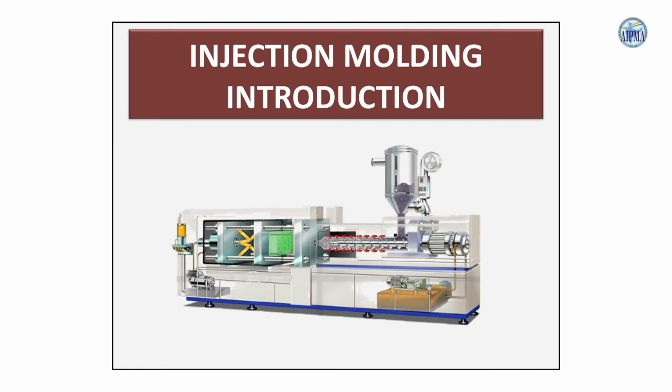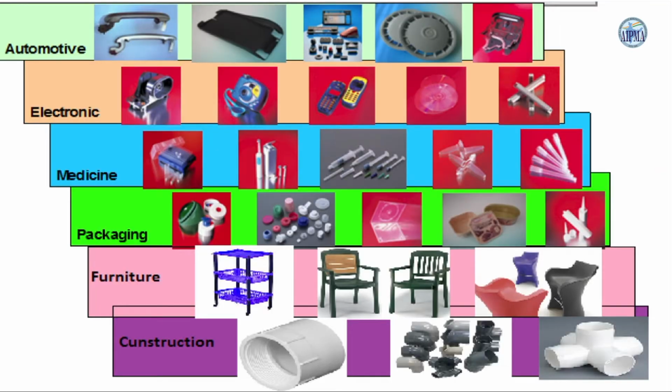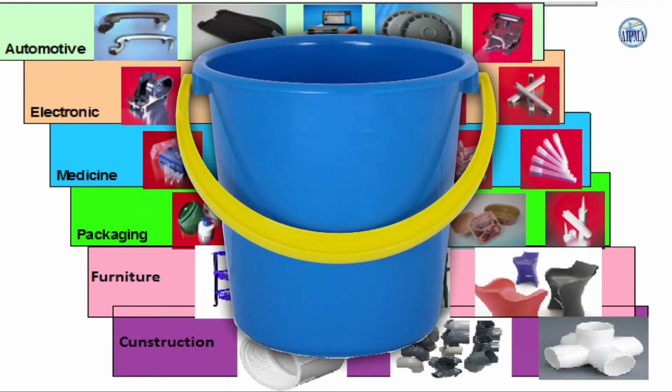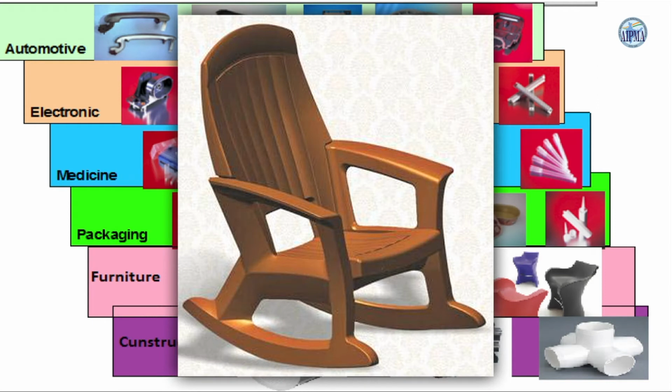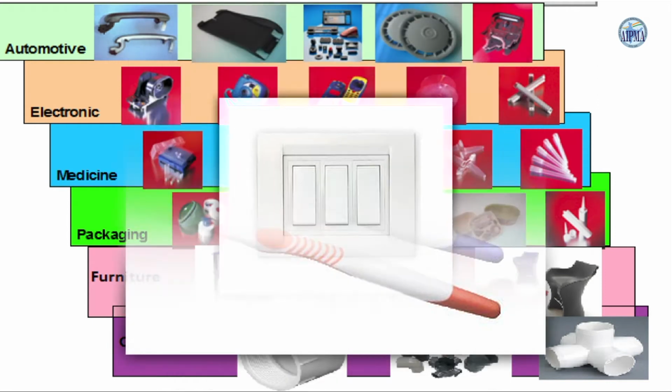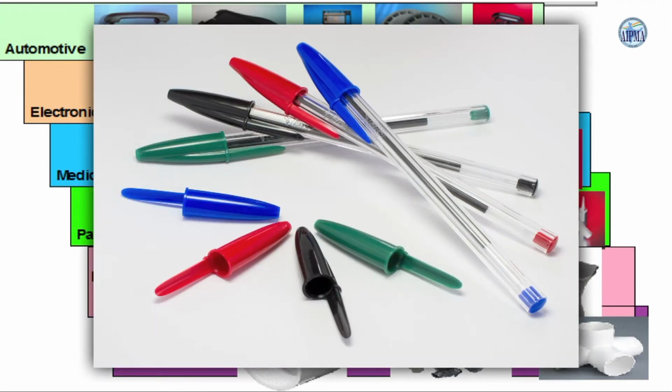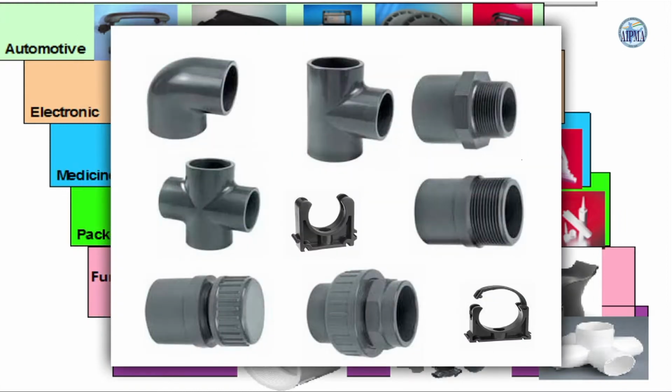Injection molding introduction. Injection molding process is a manufacturing process used for producing discrete parts such as bucket, bumper, chair, electrical switches, toothbrush, home appliances, ball pens, fittings, etc. from thermoplastics polymers.